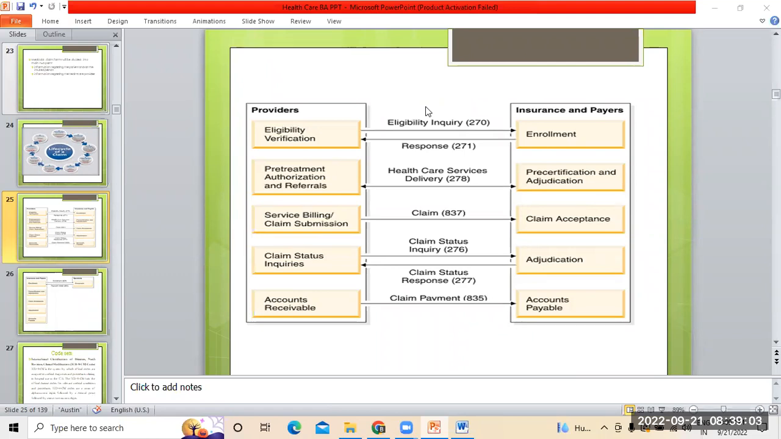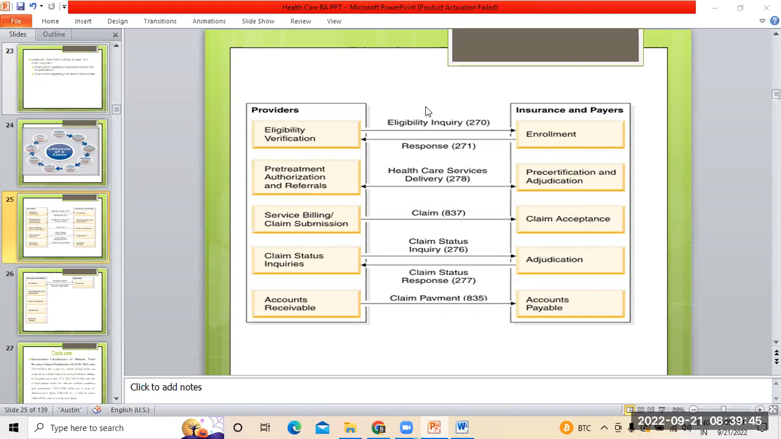Now, the second step is pre-treatment authorization and referral, followed by adjudication. The adjudication I'm talking about is in reference to authorization and referral, not the claim status inquiry, because we haven't reached claim status inquiry so far. Claim status and everything will be done later. So first the eligibility inquiry is done, followed by this pre-treatment authorization and referral, and the healthcare services delivery related stuff.